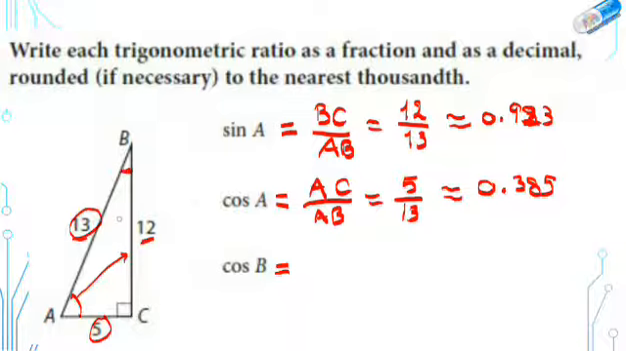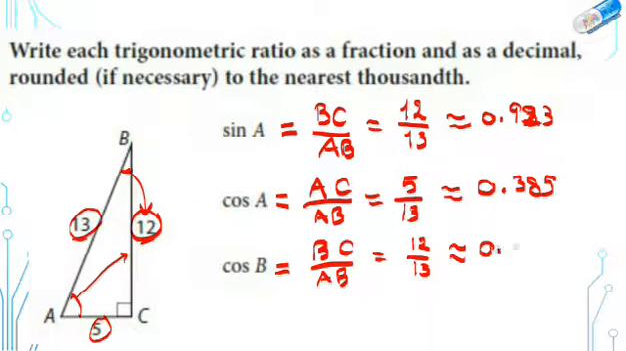Cosine B. This is the angle B. And cosine means the adjacent over the hypotenuse. So where is the adjacent to angle B? Adjacent is the 12. So here is BC over AB. And here is again 12 over 13. That is approximated to 0.923.